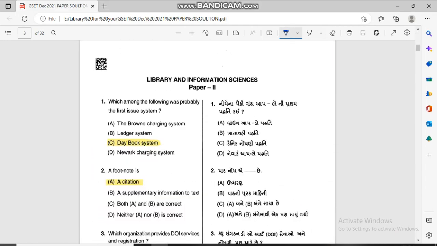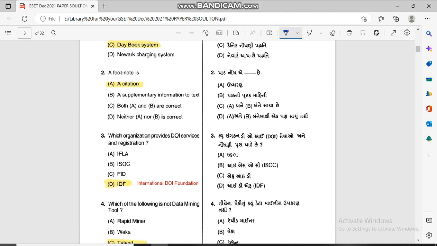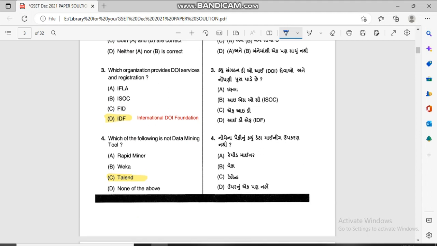First question, which among the following was probably the first issue system? Day book system. A footnote is a citation. Which organization provides DOI service and registration? Digital Object Identifier. So IDF, that is International DOI Foundation.